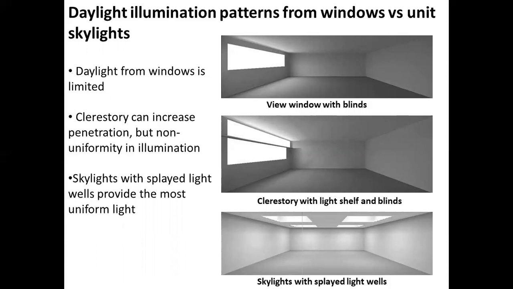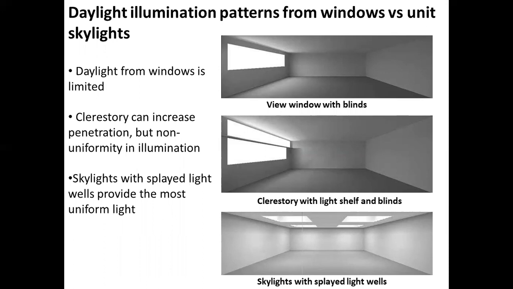Daylight from a window is limited. It doesn't go to the farthest corner. A clerestory can increase the penetration, but with non-uniformity in illumination. So uniformity is not there here, whereas in the third diagram we can experience uniform light intensity.